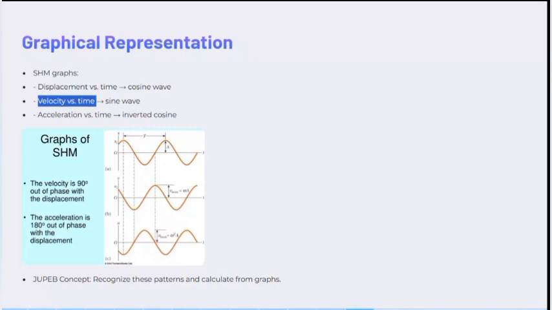So for a normal cosine graph, it starts from 1 down to -1. That's where it begins. From 1 down to -1, back to 1, down to -1, back to 1. That's how it's moving. But for a velocity time graph, it starts from 0 down to -1, then 1. That's how its movement goes: 0, -1, 1, -1, 1.